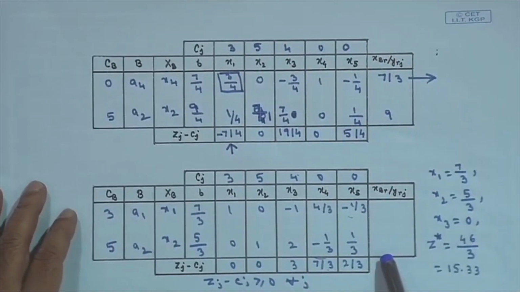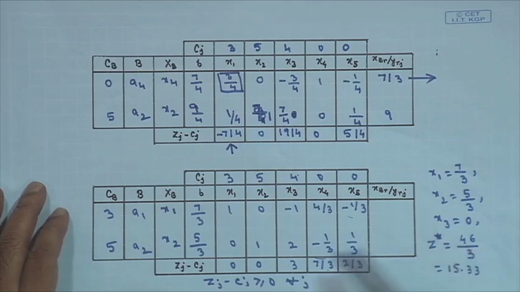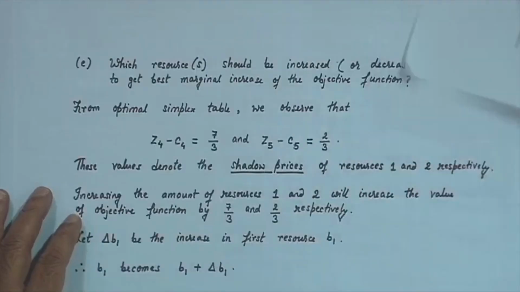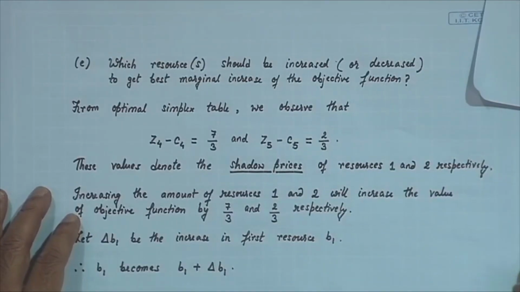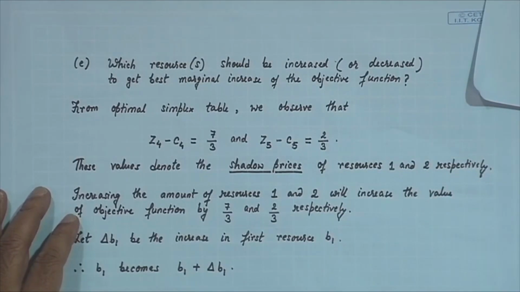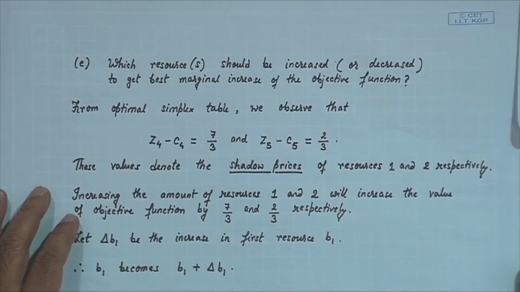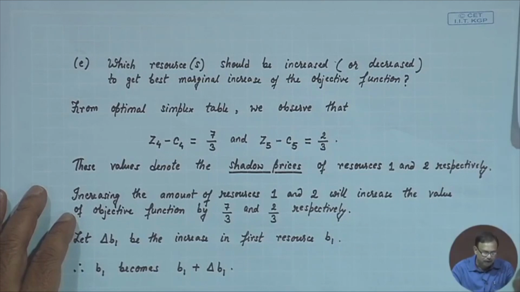The last table was the solution, that is x1 equals 7 by 3, x2 equals 5 by 3, x3 equals 0 and z star was 46 by 3. The basic variables were x1 and x2 and the others were the non-basic variables. So, this was the initial optimal solution. From here, which resources should be increased or decreased to get the best marginal increase in the objective function?